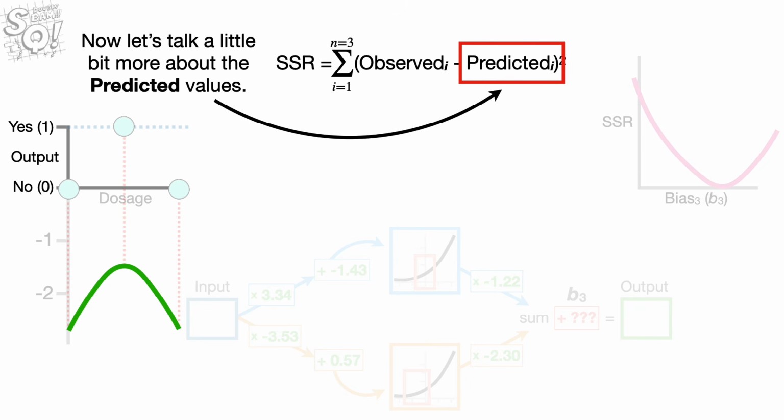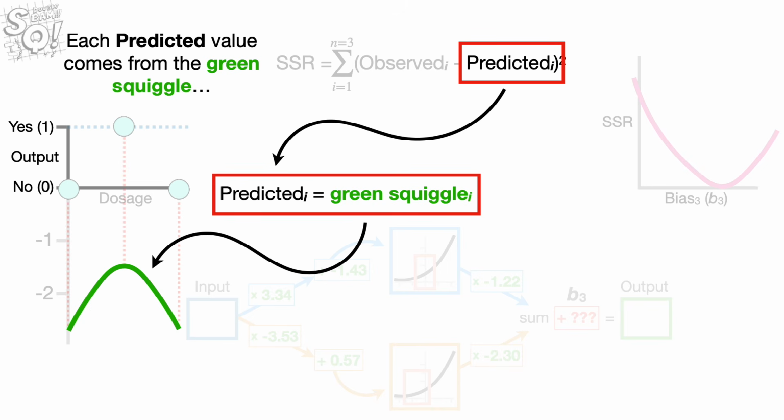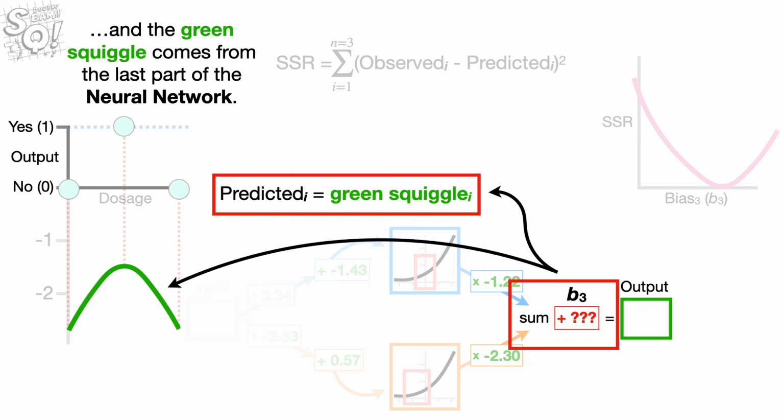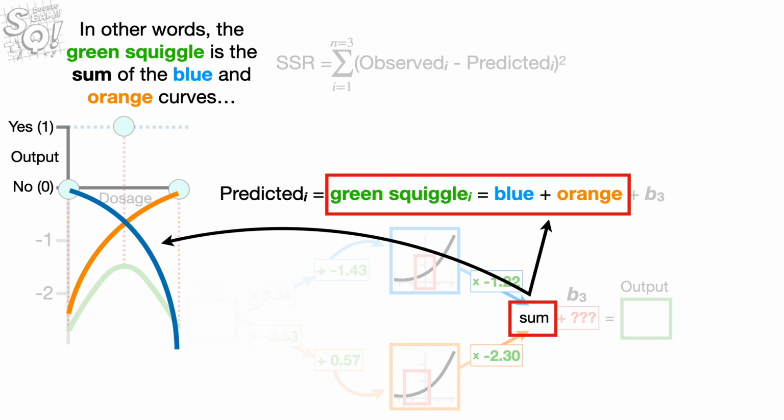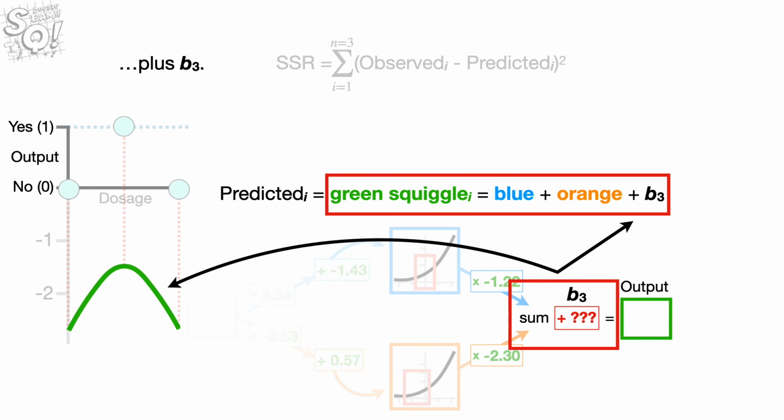Now let's talk a little bit more about the predicted values. Each predicted value comes from the green squiggle. And the green squiggle comes from the last part of the neural network. In other words, the green squiggle is the sum of the blue and orange curves plus b sub 3.